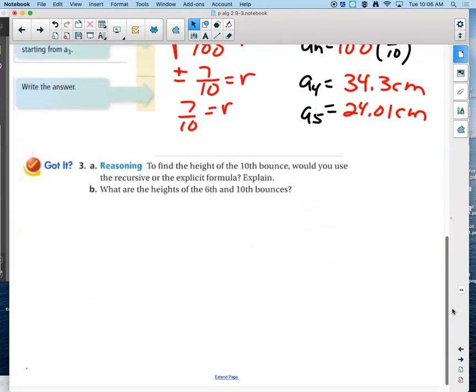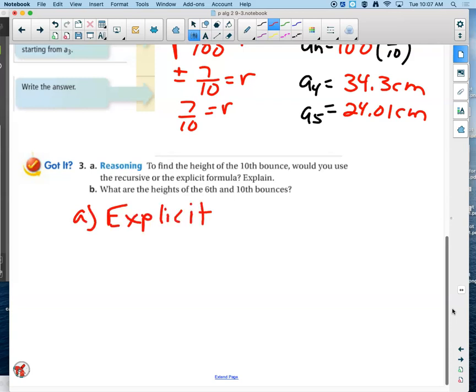Now 3a says to find the height of the 10th bounce, would you use the recursive or the explicit formula and explain? Well, it was a long 3-day weekend, so maybe you've forgotten, but for recursive, you would have to do the first, the second, the third, the fourth, the fifth, the sixth, the seventh, the eighth, the ninth, and the 10th. I don't want to do that. I'd like to just put a 10 in there. It's up to you. If you really like to do all the bounces in a row, you could say, yes, I love recursive. I want to do every single one. But most of us, I think, would say, I just want the one I have to do. So I'd use explicit. Just find the one you need, instead of having to build up from first to second to third to fourth to wherever it is you're going.